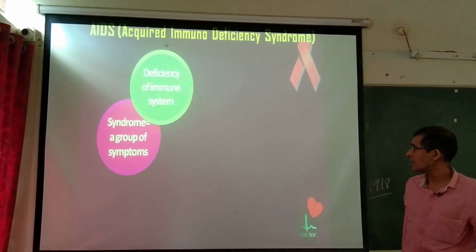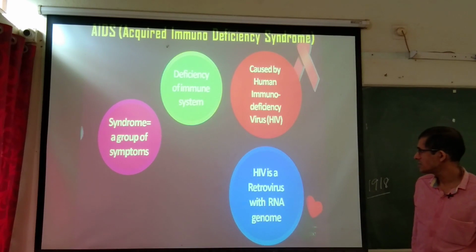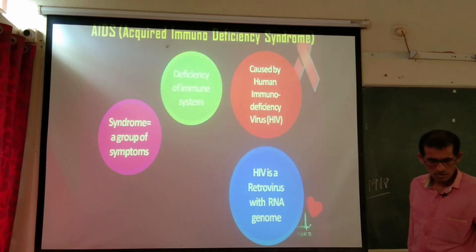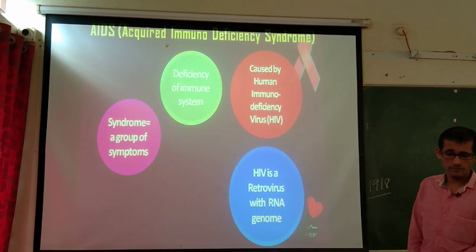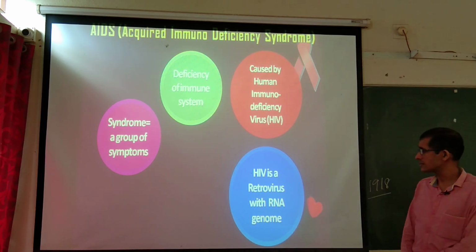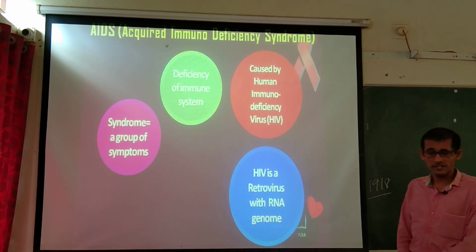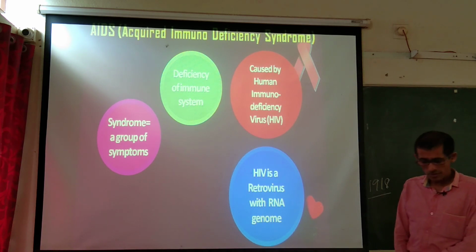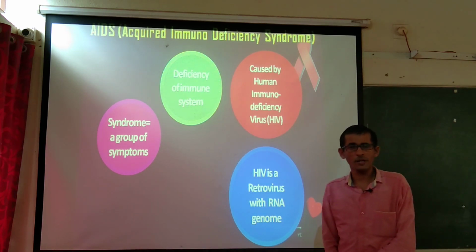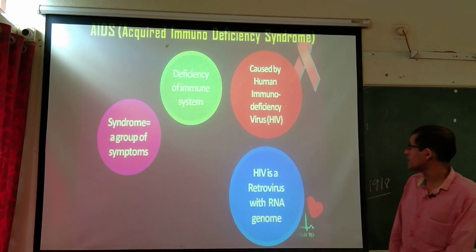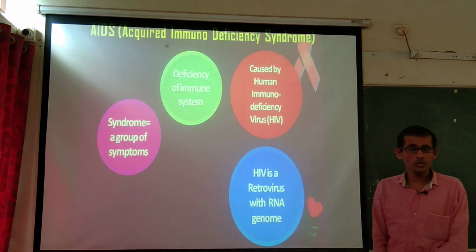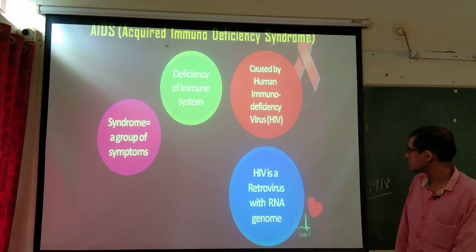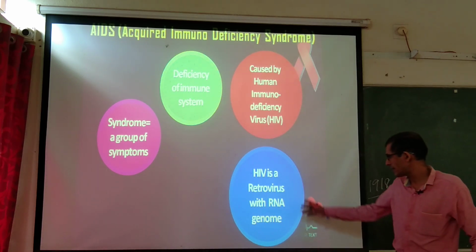Syndrome is the group of symptoms, make a note of it. Syndrome is not a disease, it is a group of symptoms due to different diseases. And here the acquired immunodeficiency syndrome is a deficiency of the immune system, a deficiency of particular immune power, caused by the human immunodeficiency virus. HIV is one of the lethal viruses and causes AIDS. HIV is a retrovirus with an RNA genome.